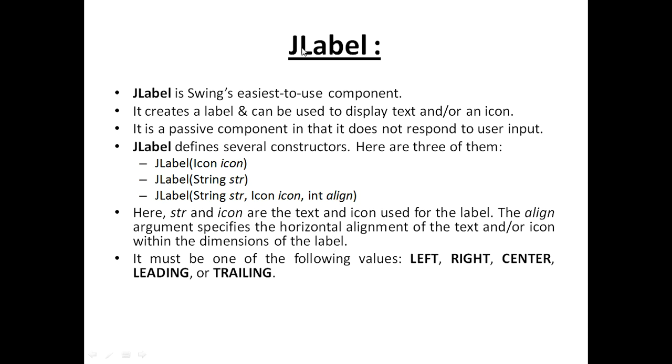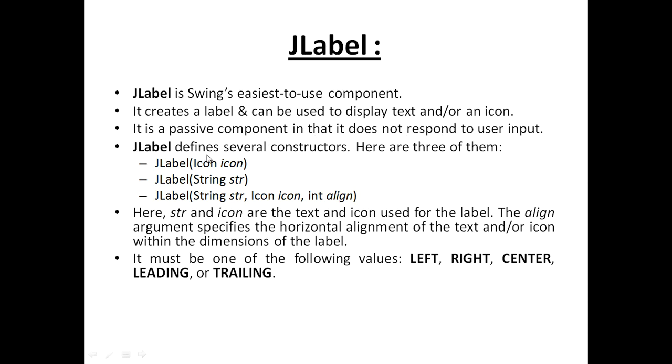So next one, we are going to see in detail what are the components we can add to the top level container. So the very first one which we are going to use is a JLabel, which we already have used in the previous 3 programs. It is Swing's easiest to use component. It creates a label and can be used to display text or an icon. It is a passive component in that it does not respond to the user input.